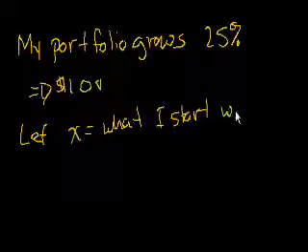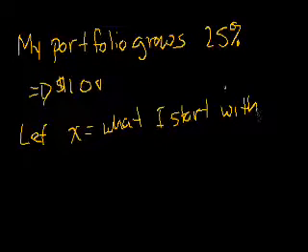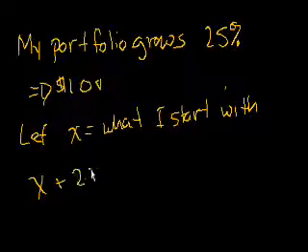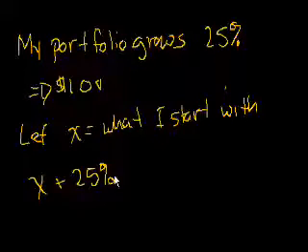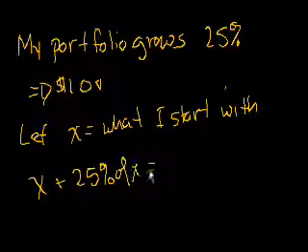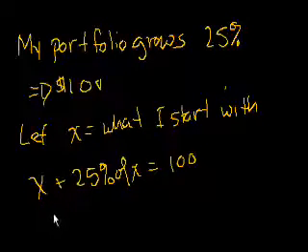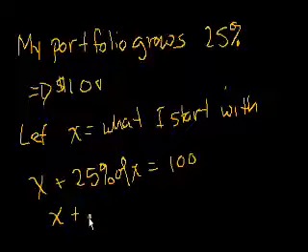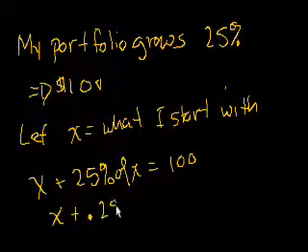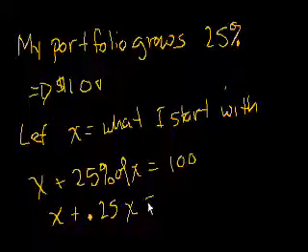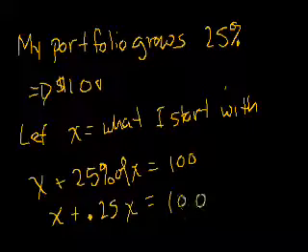What I start with. So just like the last problem, I start with x, and it grows by 25%. So x plus 25% of x is equal to 100. And we know this 25% of x we can just rewrite as x plus 0.25 of x is equal to 100.